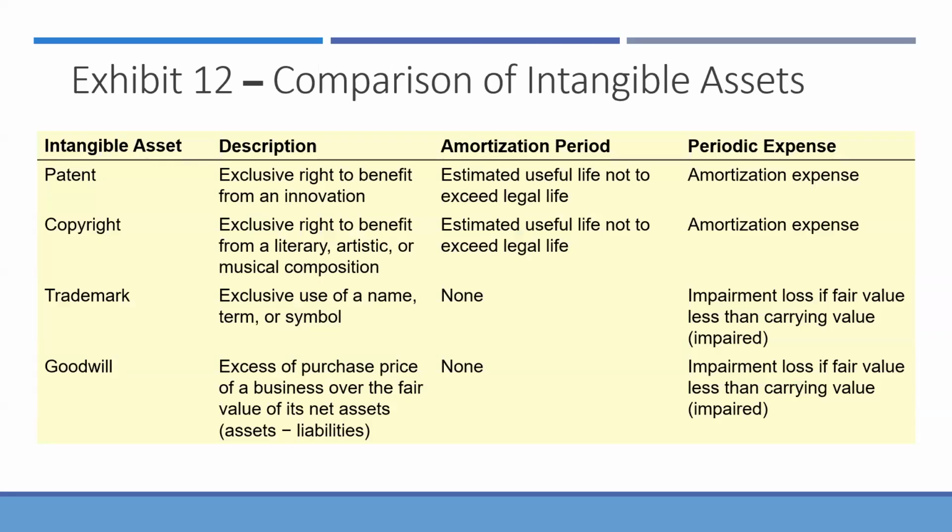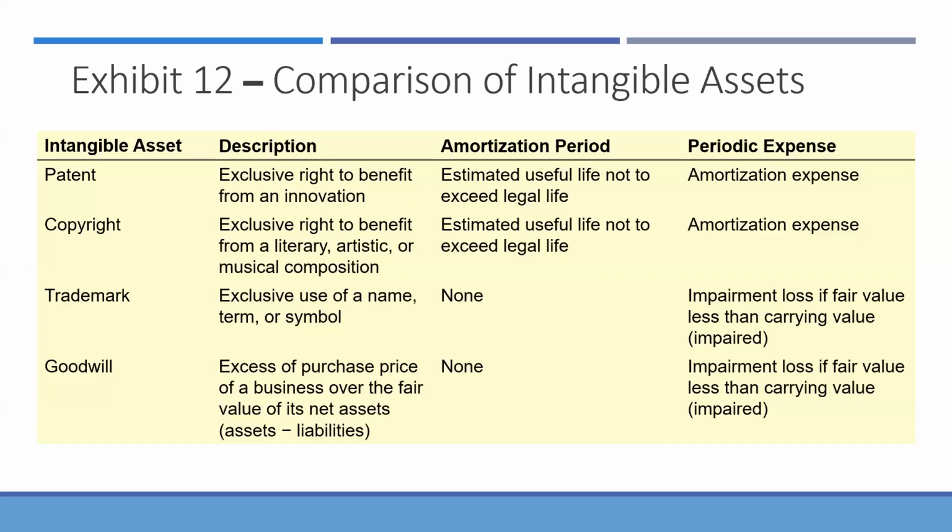So, just to summarize the different types of intangible assets, patents are the exclusive right to benefit. They have an estimated useful life that can't exceed the legal life of the asset. And then they have amortization expense. Copyrights have amortization expense. They also have a useful life not to exceed the legal life, but the legal life is usually so long that we have to estimate how long is this book actually going to get sold? How long are people actually going to listen to this music?